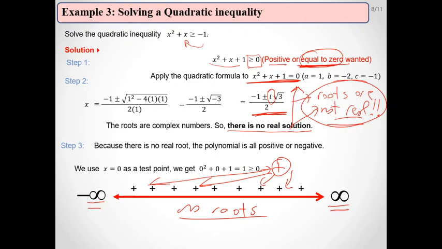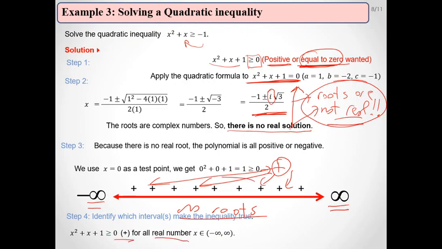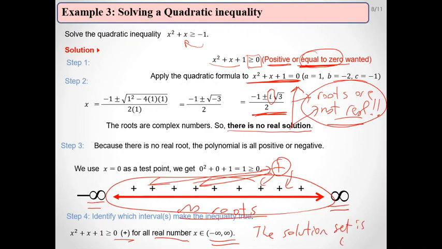So in this case, what is wanted? Positive or equal to 0 is wanted. So we take positive intervals, and it's always positive for all real numbers as we see here. The solution is negative infinity to infinity. So the solution set is minus infinity to infinity, or you can say all real numbers.